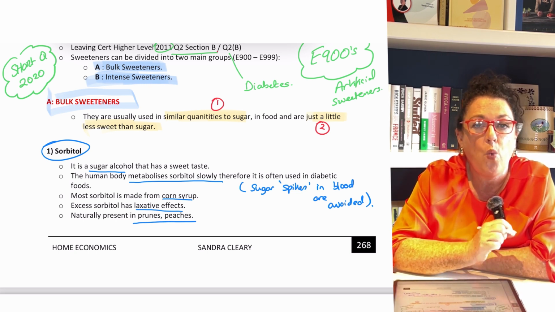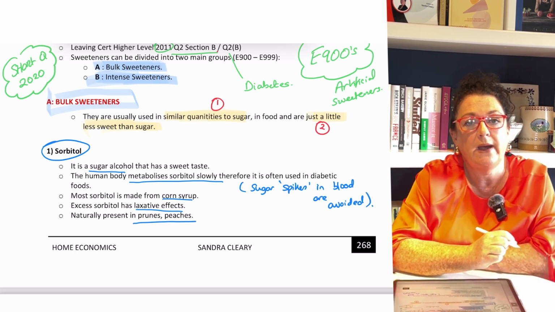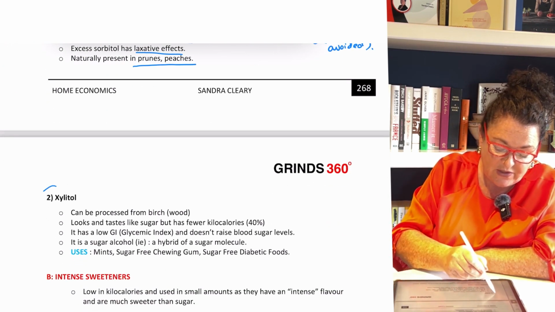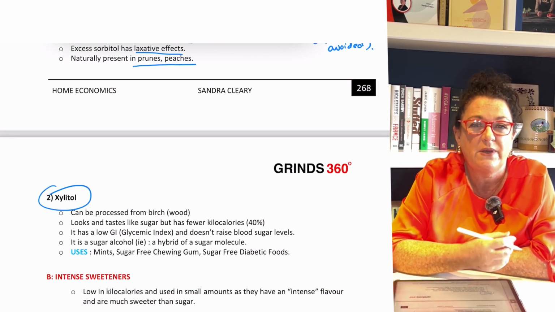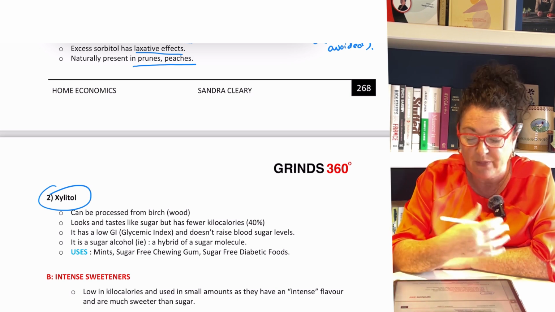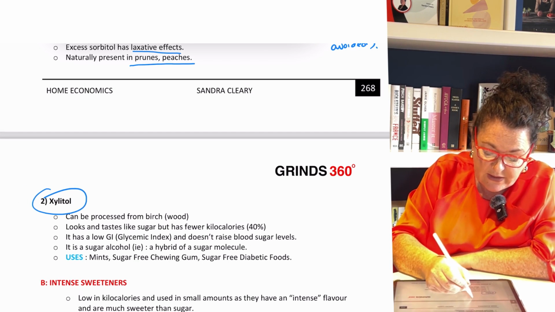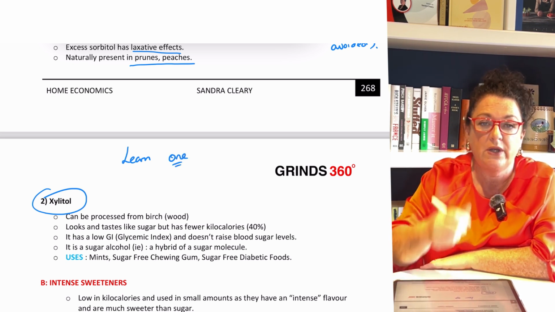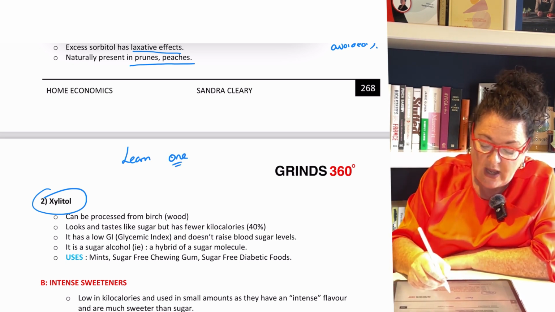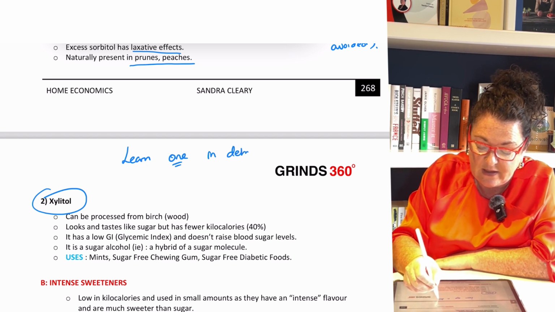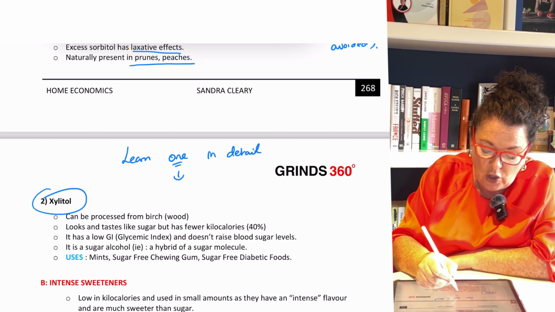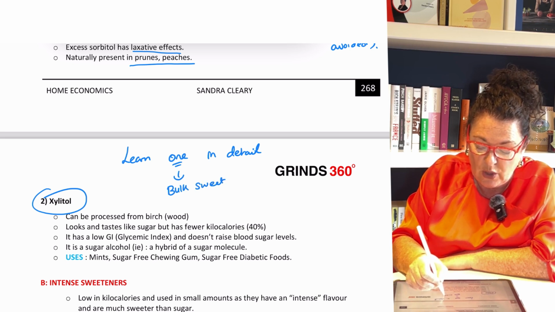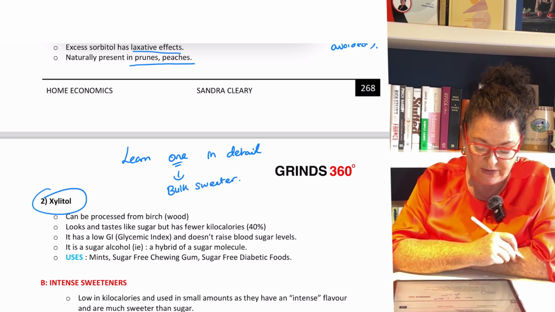Now, I would learn one of the two bulk sweeteners in detail. A lot of students go for this one, xylitol, and why is because it's that little bit different, but it's up to yourself. So I'm just going to write down here, learn one. So know the names of two, the sorbitol and the xylitol, and learn one in detail. When I say learn one bulk sweetener, it's up to you which of the two you're going to study.